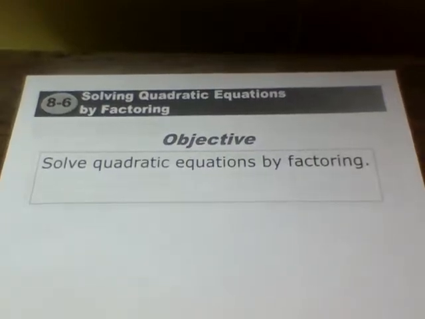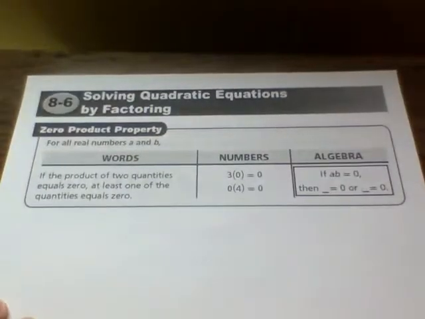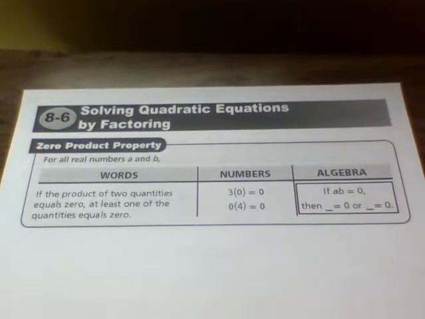All right, so here we are with Chapter 8, Section 6. We are going to solve quadratic equations by factoring. So as long as we have a general idea of our previous chapter, then this one should go pretty smoothly. The main idea here, other than factoring, is understanding the zero product property.